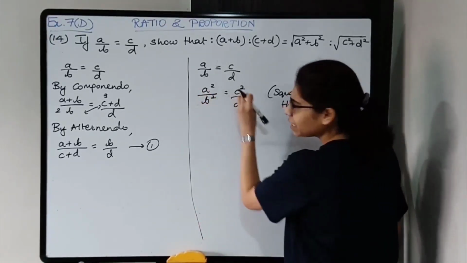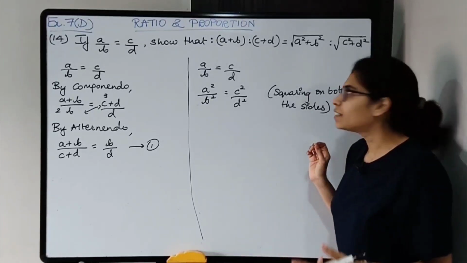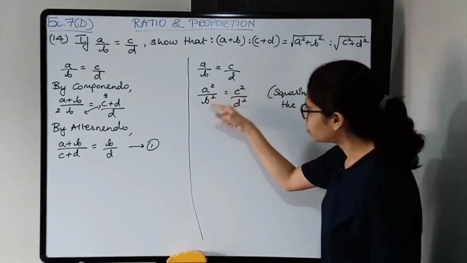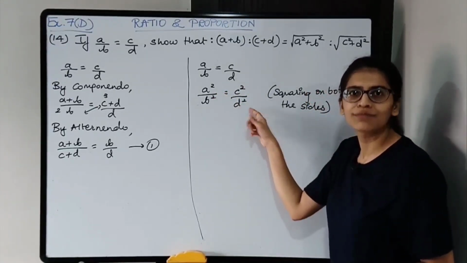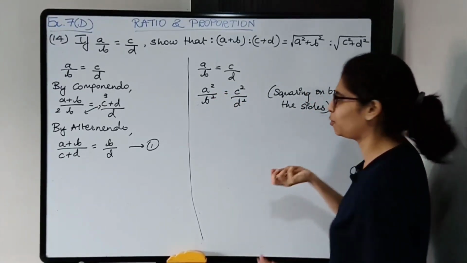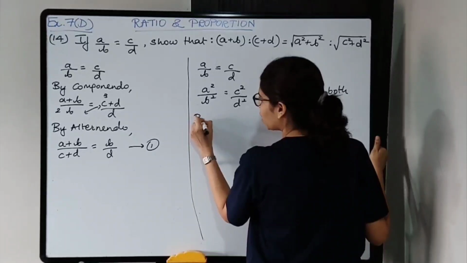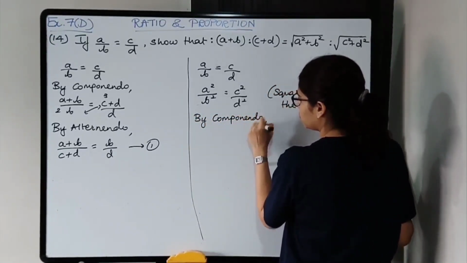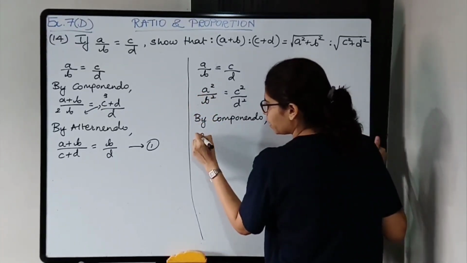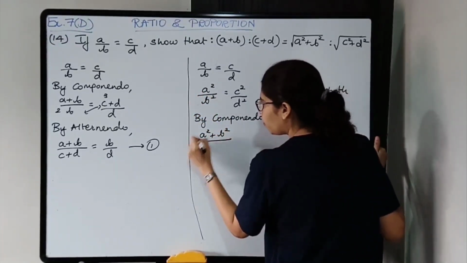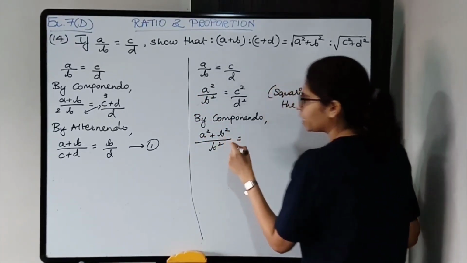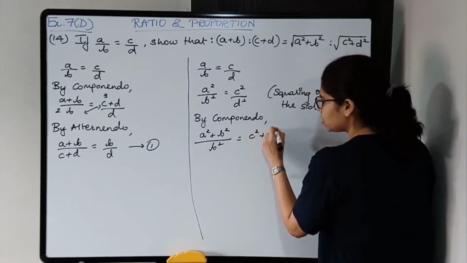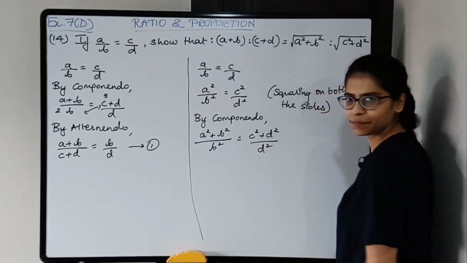So we got this. Now what do I need? I need A square plus B square, C square plus D square. Numerator plus denominator, numerator plus denominator. So which property? Componendo. So by componendo, A square plus B square upon B square, numerator plus denominator upon denominator. Same thing here, C square plus D square upon D square.